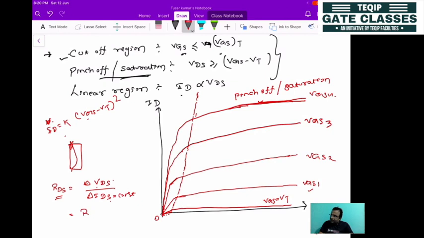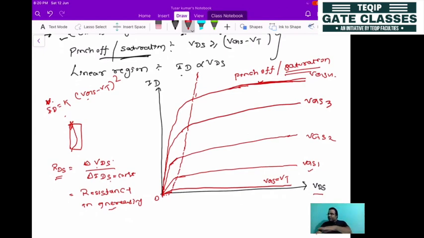The current is almost fixed, so this RDS is increasing. This is the reason why it is termed saturation. Saturation in terms of current, because current is no more increasing. Current is almost constant. That's what is termed saturation. It is not the same as what we have studied in the BJT.